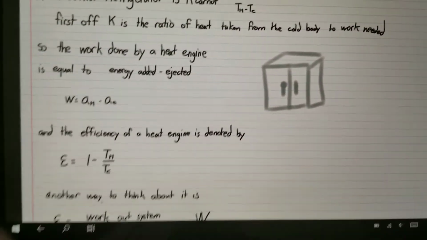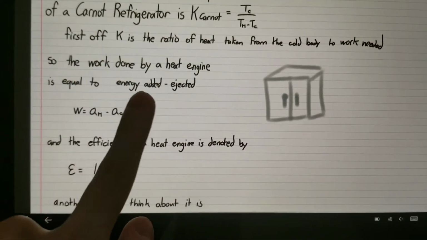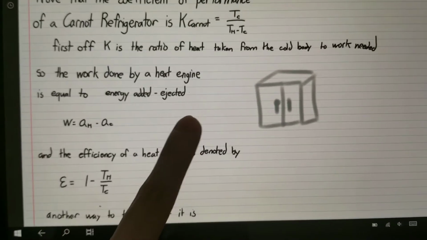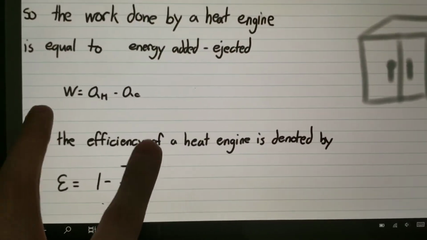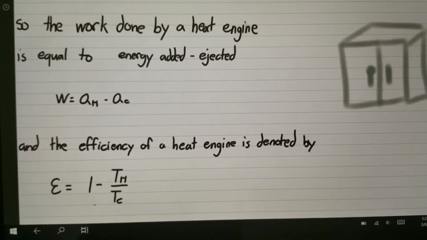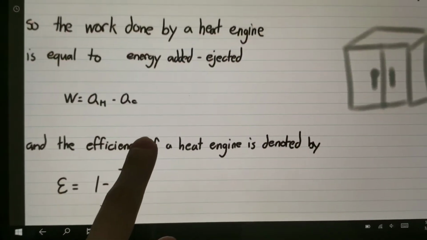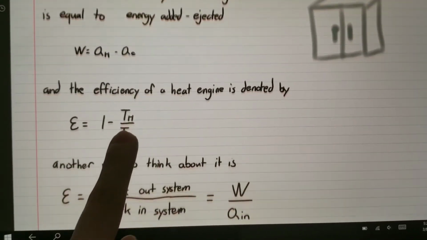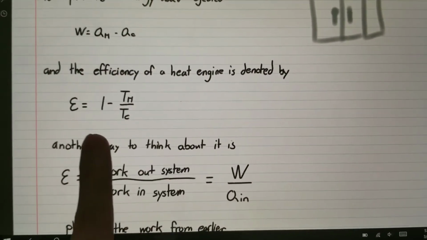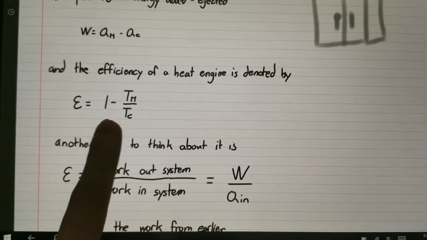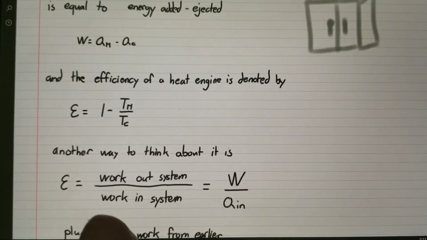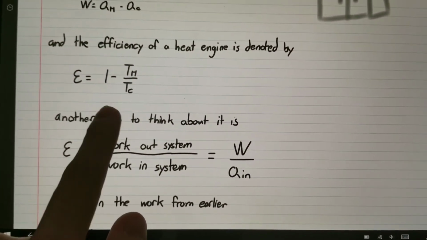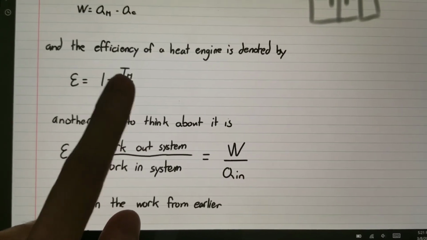So first off, I'm going to find the work. The work done by a heat engine is equal to energy added minus ejected, or work is equal to QH minus QC. This is important because it will be referenced later on in the problem a lot. And another formula that we should know is the efficiency of a heat engine is denoted by E is equal to 1 minus TH over TC. I'll kind of explain how another part of the problem will equate to this form later on.